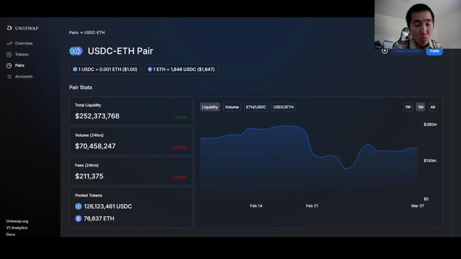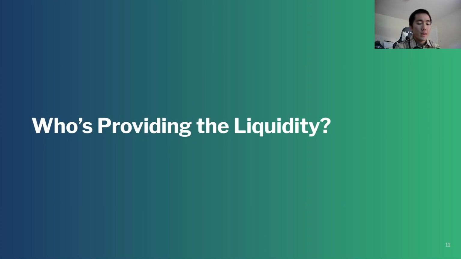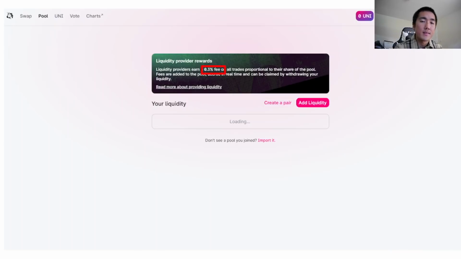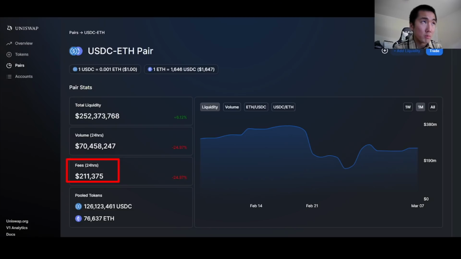And this is only possible because there are liquidity providers all around the world providing liquidity for this particular pool. In this example, this is a little outdated screenshot, but at the date when I took the screenshot, there was $250 million worth of liquidity in this pool, right? But if you think about it, who is providing the liquidity and what are their incentives? Well, the incentive is that liquidity providers earn a 0.3% fee on all trades on this particular liquidity pool. As you can see here, in the past 24 hours, this pool has generated over $200,000 in fees, right?